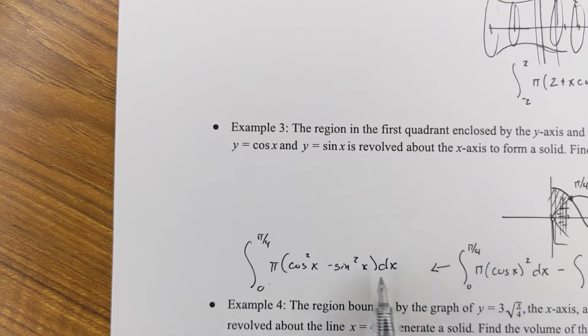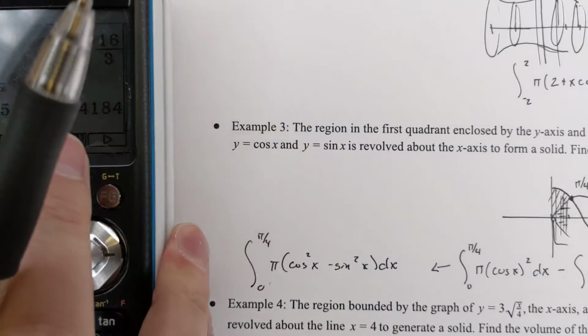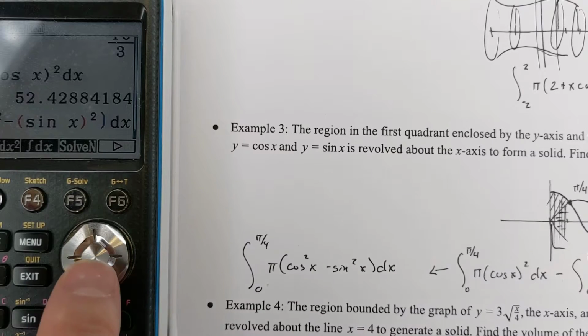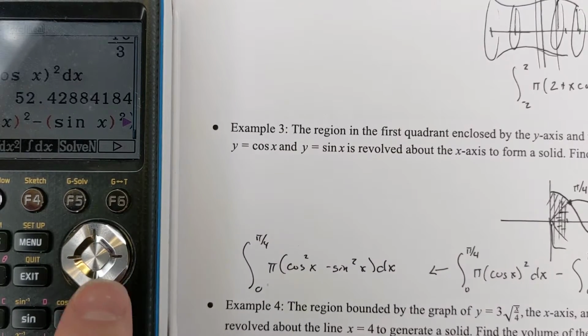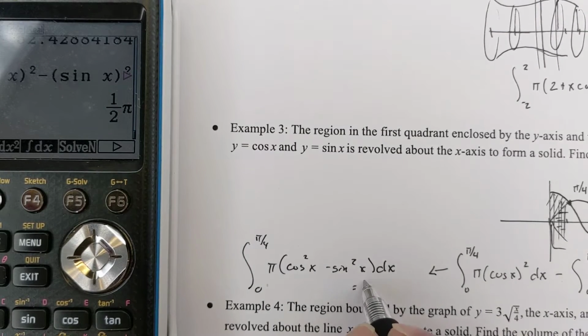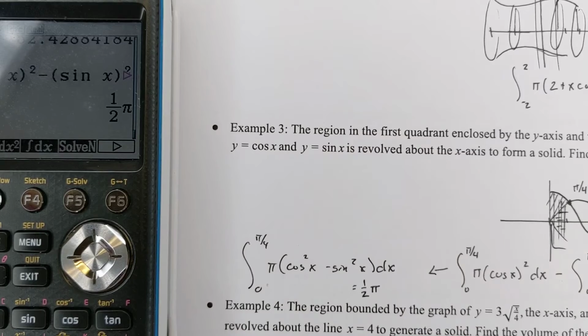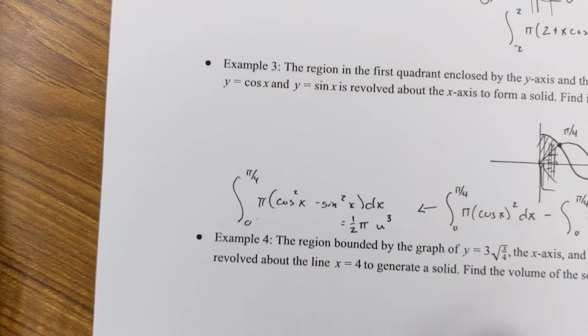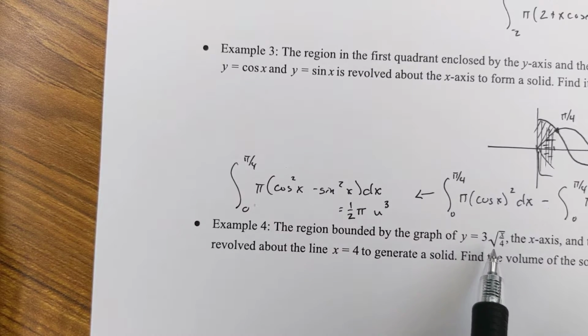So that's the reason squares show up there. All right, and then calculator time. So pi times the integral of cosine x squared minus sine x squared from 0 to pi over 4, and this all comes out to be 1/2 pi units cubed.